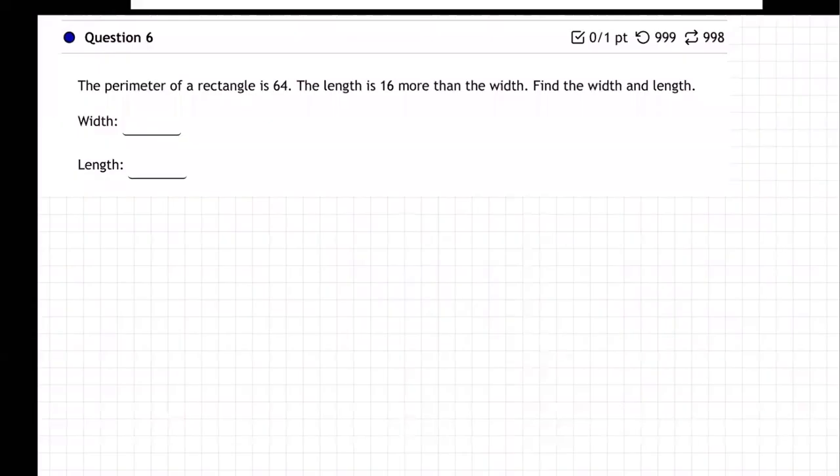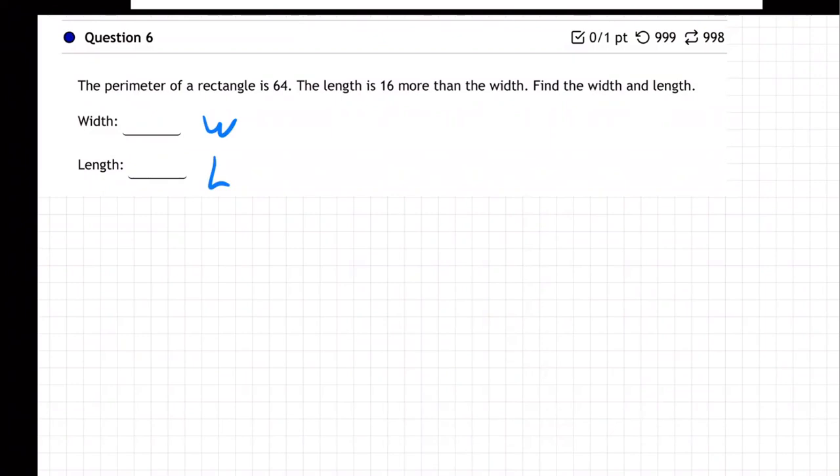Okay, so on this problem, it says, let's try one more time. The perimeter of the rectangle is 64. The length is 16 more than the width. Find the width and the length. So I'm just going to let the width be W and the length be L. Let the width be W, length be L. Okay. So what does it say?